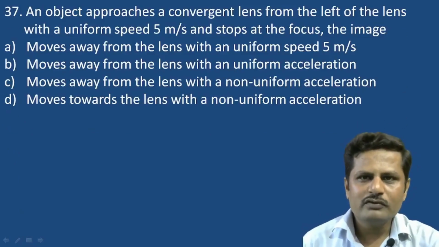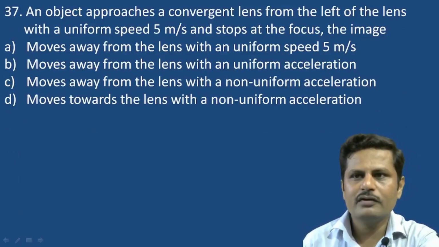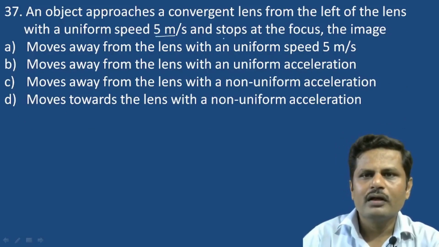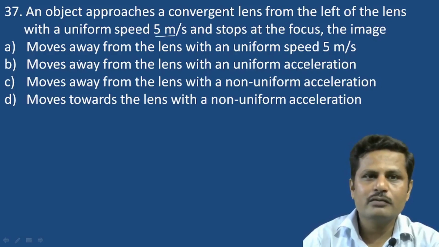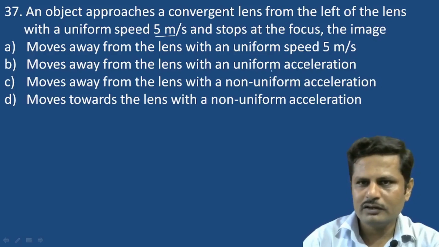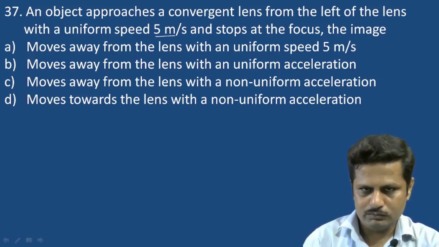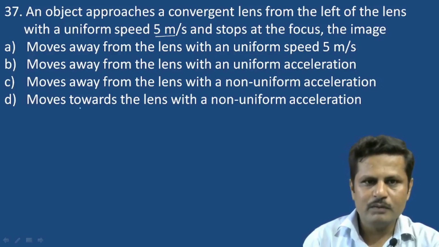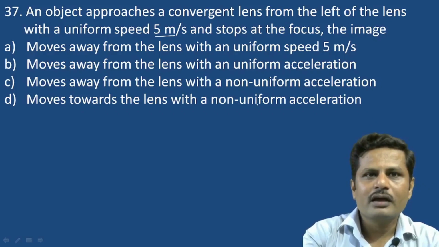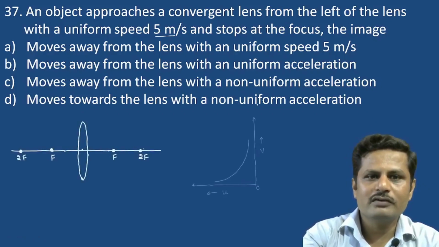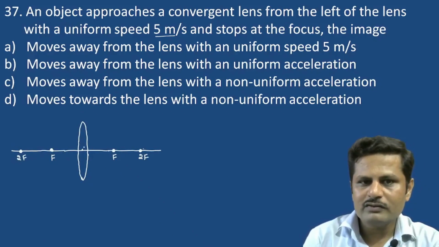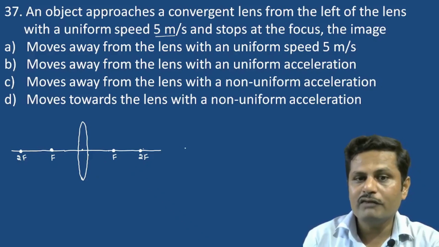An object approaches a convergent lens from the left of the lens with a uniform speed 5 meter per second and stops at the focus. The image moves away from the lens with a uniform speed 5 meter per second, moves away from the lens with a uniform acceleration, moves from the lens with a non-uniform acceleration, moves towards the lens with a non-uniform acceleration. Here an object is approaching the convex lens. So if the object is moving towards the convex lens, we know that the image is moving away from the lens.